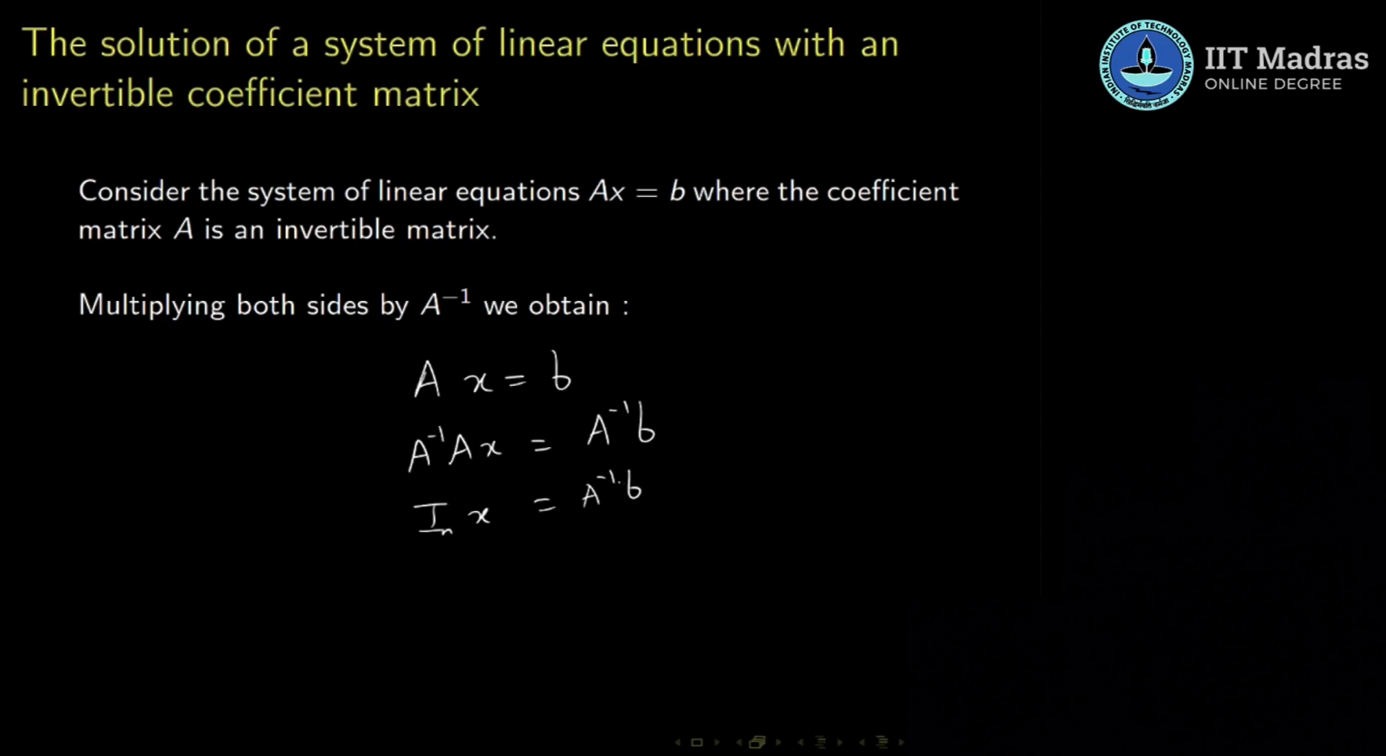So, the identity matrix times x is A inverse b, but identity times anything is that thing itself. So, identity times x is x. So, we get x is A inverse b. So, this is the solution, right. So, we wanted to find the solution, and here is the explicit form for the solution, x is A inverse b.